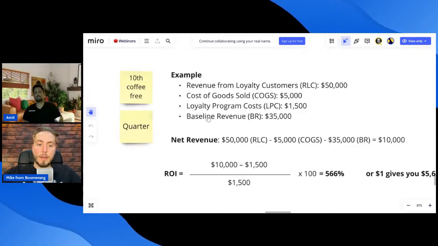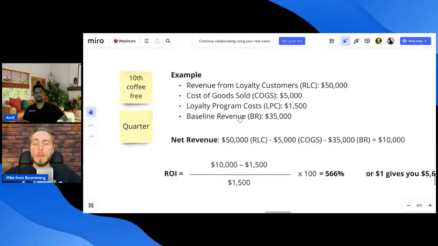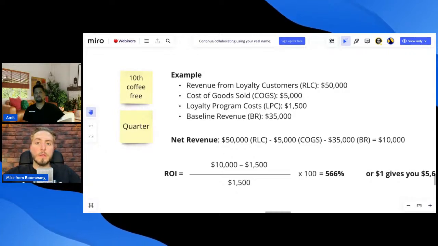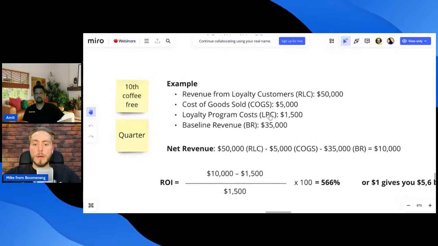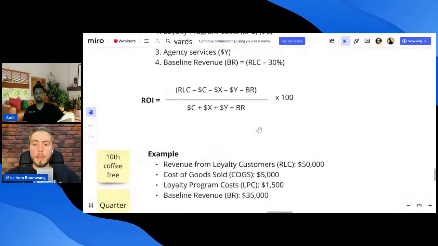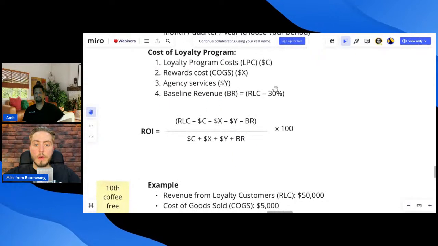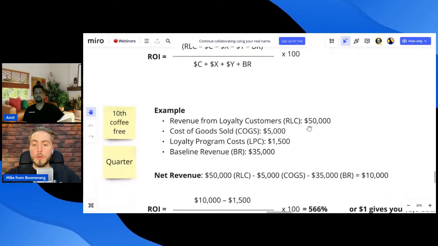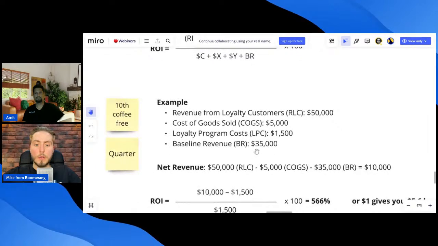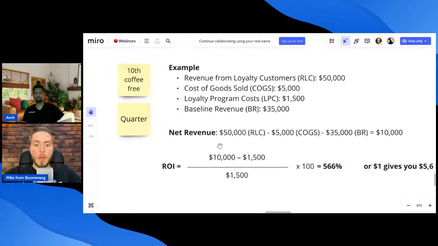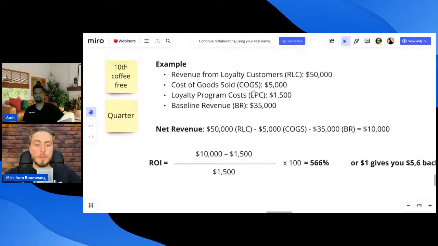And the baseline revenue: let's assume we do not run any incentive programs and our customers spend like regular customers without any additional incentives. How do we calculate this formula? Again, the loyalty program revenue minus 30%. In our case, 50,000 minus 30% is equal to $35,000. Here is the simple math, I believe.